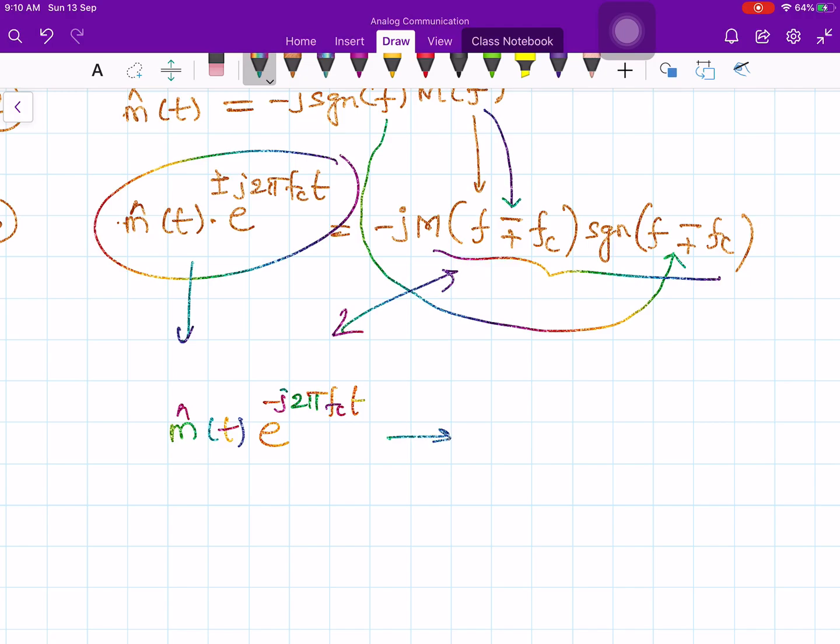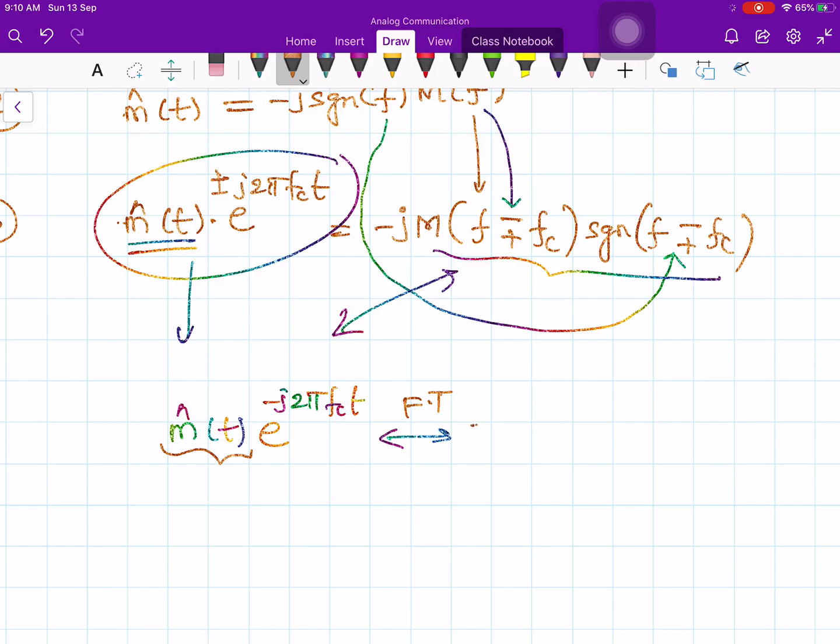If you take the Hilbert transform, I am taking the Hilbert transform, not the Fourier transform, please remember. Sorry, Fourier transform only. I have already taken the Hilbert transform. So, this is the Fourier transform only. This is the Hilbert transform of m of t. So, you are taking the Fourier transform of the Hilbert transform of m of t, which is multiplied by e to the minus j 2 pi fct.